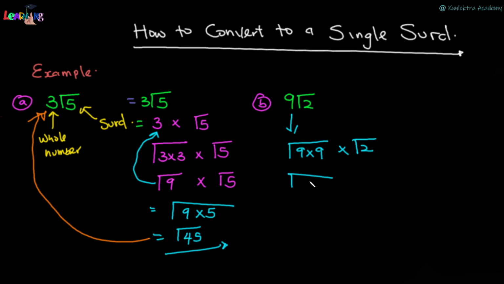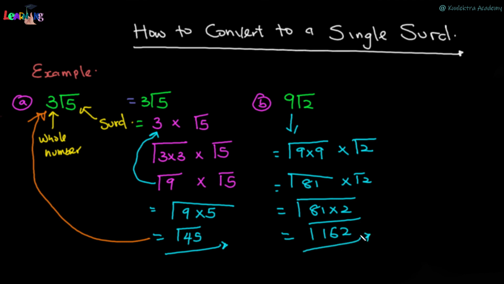Then, what is 9 times 9? 9 times 9 is 81, times root 2. This will give us 81 times 2, and 81 times 2 is 162. Equally, we get our final answer. We are able to convert back to a single surd from the simplification of this particular root. Thank you.